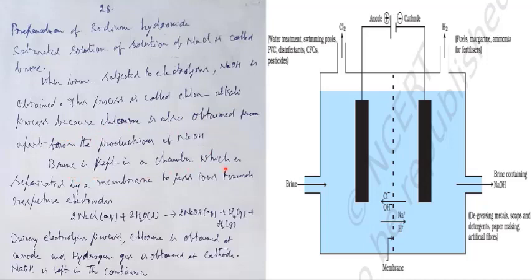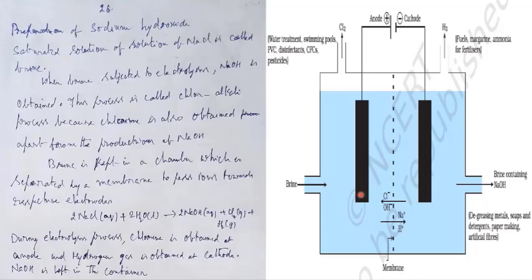Brine is kept in a chamber which is separated by a membrane, and this membrane allows ions to pass towards the respective electrodes. The overall reaction involved here is sodium chloride plus water, subjected to electrolysis, forming sodium hydroxide, chlorine and hydrogen gas. During the electrolysis process, chlorine is obtained at the anode and hydrogen gas is obtained at the cathode.